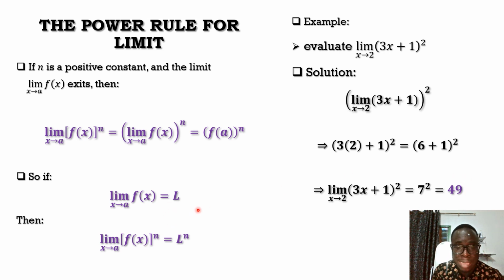That is the reason why we are saying that if the limit of f of x as x approaches a is L, then the limit of f of x as x approaches a to the power n will be L to the power n. So here our L becomes 7. Then the 2 here will be the power or the index. So 7 to the power 2 will give us 49.